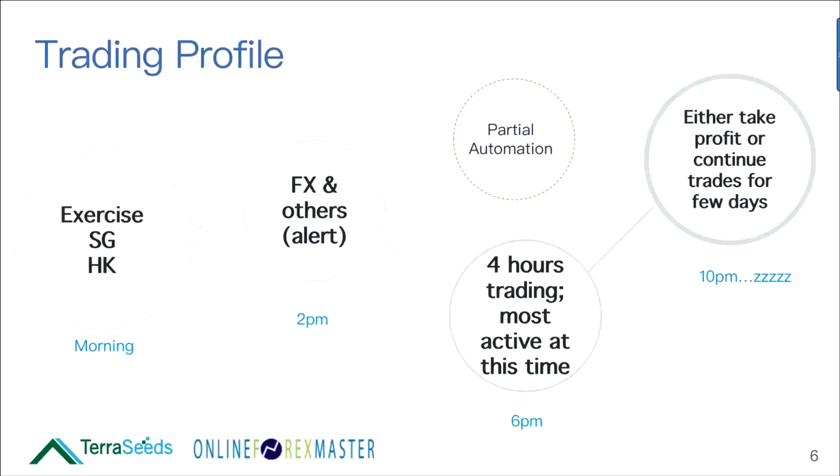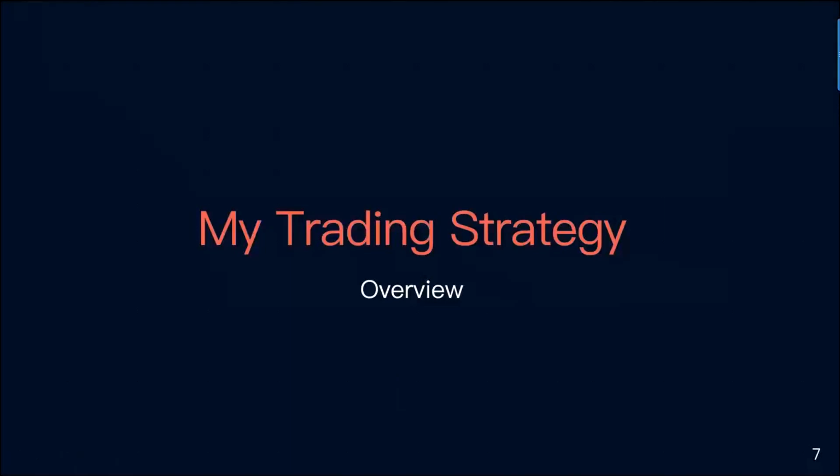Partial automations means that I just have to decide whether to take the trade or not to take the trade, and the rest of it will be managed by the automation. I talked about that in the last section, how I use that to manage my trades.